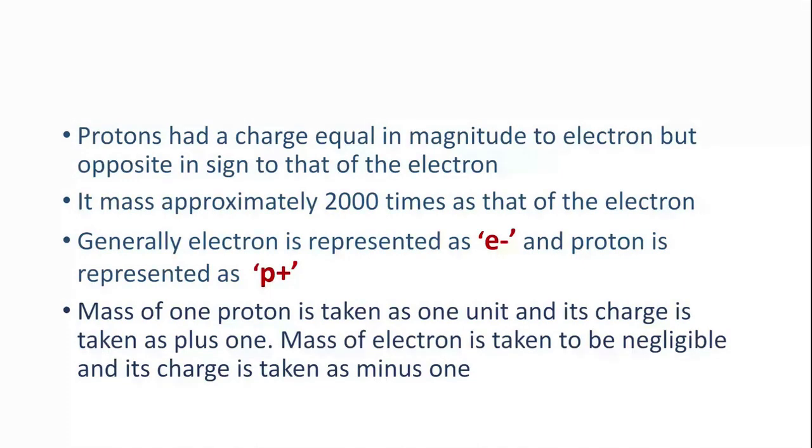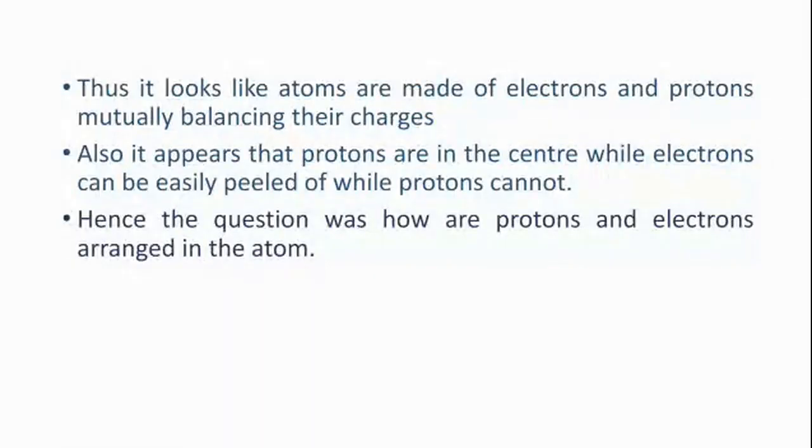And the mass of an electron is taken to be negligible, so we don't consider the mass of the electron at all. Its charge is taken as -1. So the charge is the same in magnitude but opposite in sign. Proton and electron, they are the same in that respect, but the mass of the electron is almost negligible compared to that of the proton. The proton is 2000 times the electron. So this we saw. Now Aishwarya, please read.